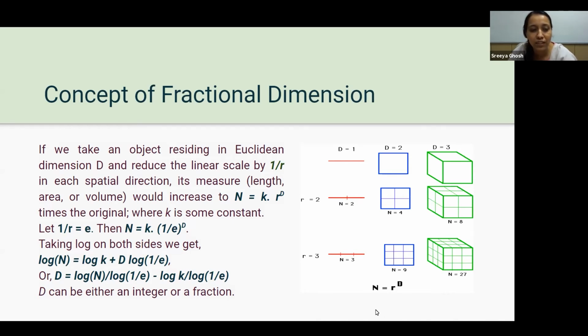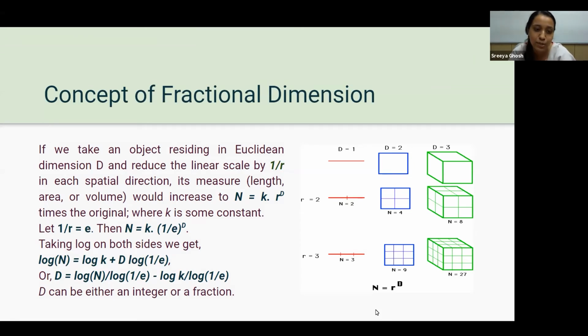So from the relation, if we put 1 by r to be e, just for the sake of symbols, then we will get n is equal to k into 1 by e to the power d. Now this d is our dimension. If we want to solve for d, we have to take log on both sides. Natural logarithm we will apply to it. And then we will get the relation d is equal to log n by log 1 by e minus log k by log 1 by e. Now the right hand portion, log k by log 1 by e, tends to 0 as our size r or 1 by e tends to 0.